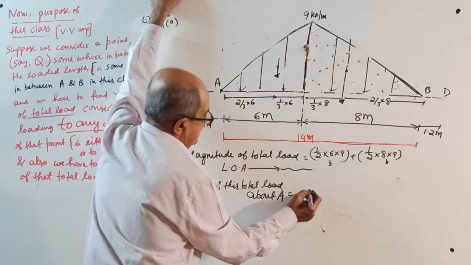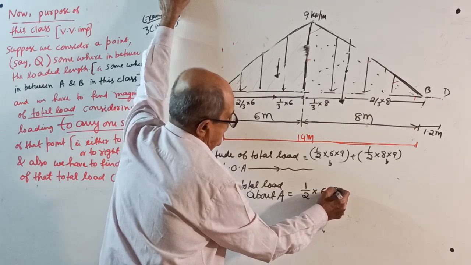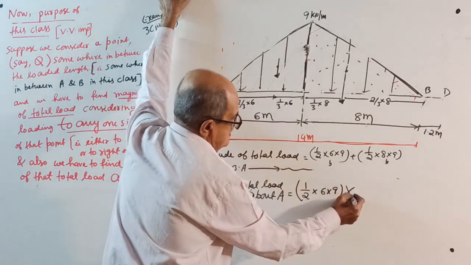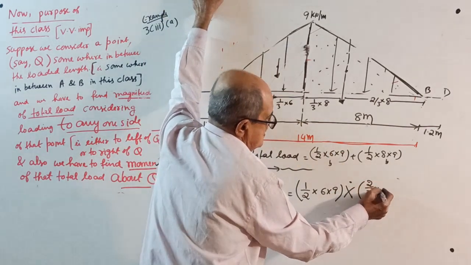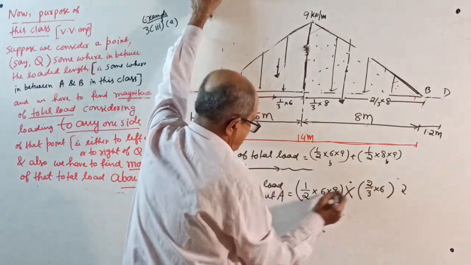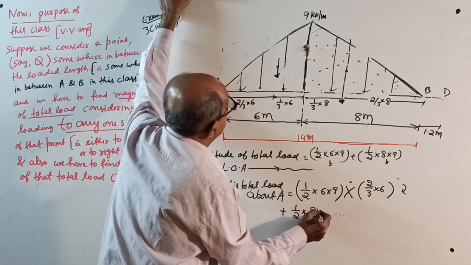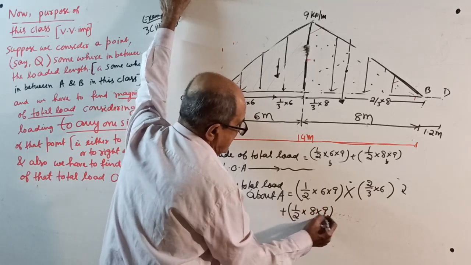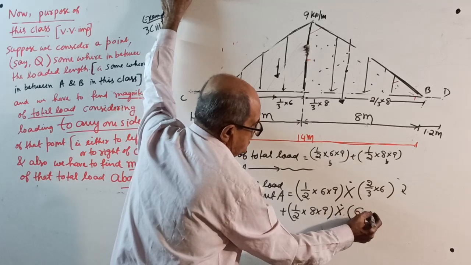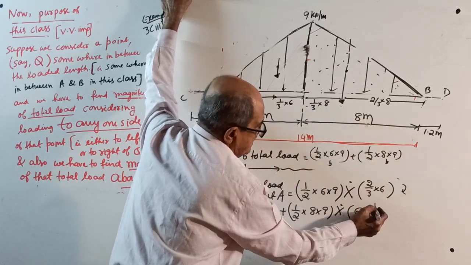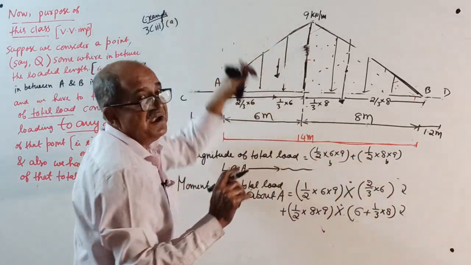About A is half into 6 into 9 into 2/3 of 6 clockwise, plus one more, half into 8 into 9, that is called a misprint actually, into 6 meter plus 1/3 of 8, 1/3 of 8 clockwise. Okay, I corrected it.